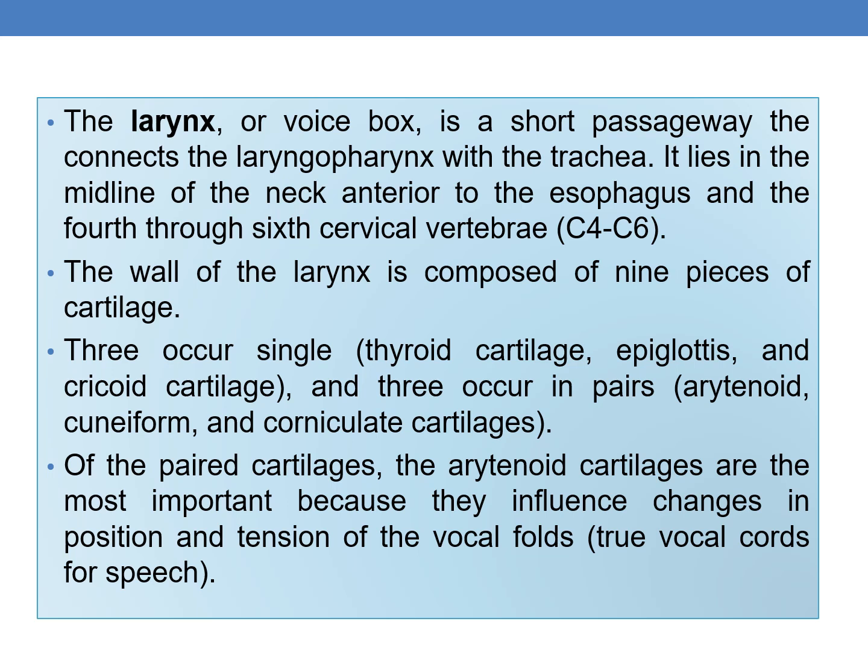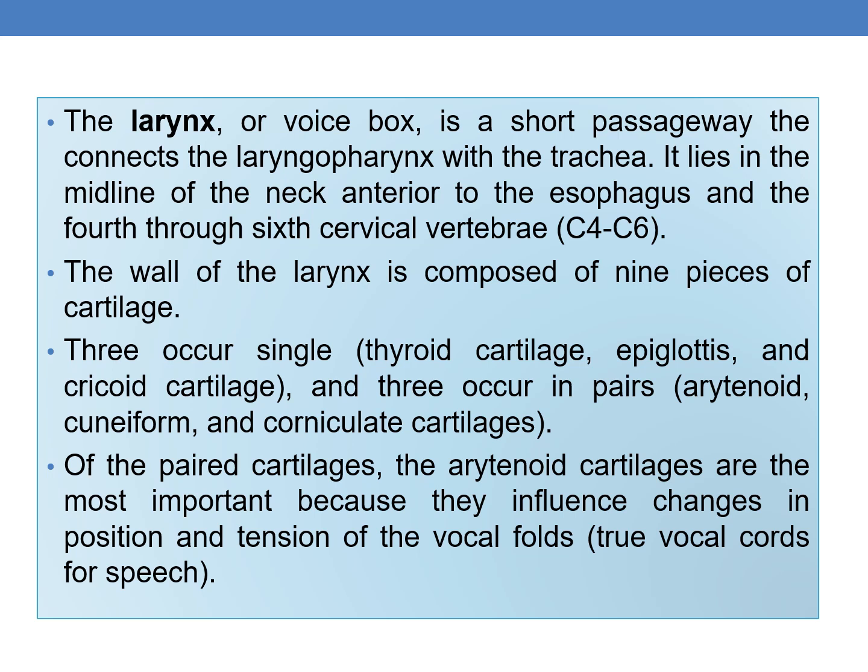And the wall of the larynx is composed of 9 pieces of cartilage. This is important. The wall of the larynx is composed of 9 pieces of cartilage. 3 occur singly: thyroid cartilage, epiglottis and cricoid cartilage. And 3 cartilages occur in pairs. They are arytenoid, cuneiform and corniculate cartilages.